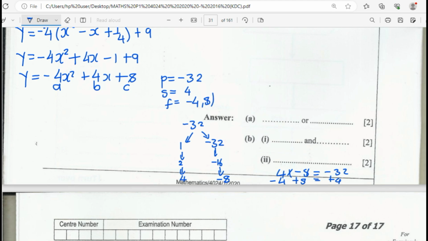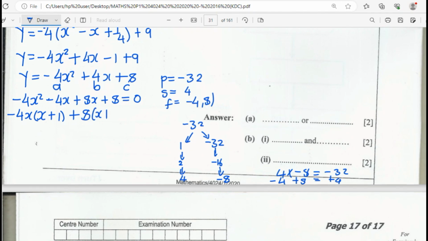We can now factorize, equating to 0. So it's negative 4x squared, then minus 4x plus 8x plus 8 is equal to 0. The common factor here is negative 4x. Then we have x, negative, negative, positive. 4x into 4x is just 1 plus 8 is common here. 8 into 8x is just x. 8 into 8 is 1, equal to 0.